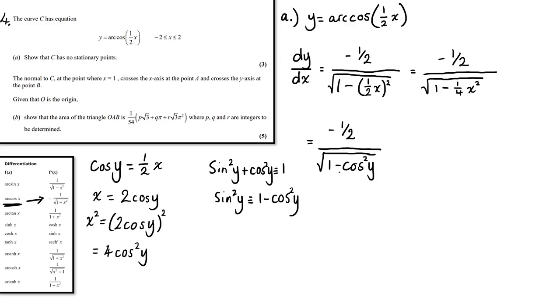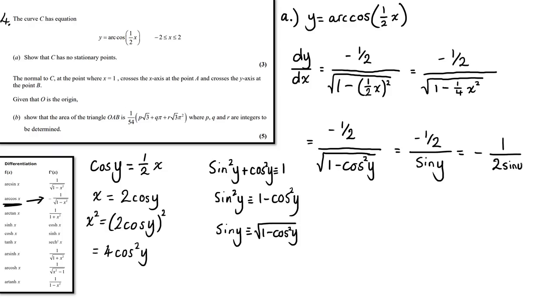And then if we've got the square root here of 1 minus cos squared y, then we just take the square root of both sides. So that gives me sine y is the square root of 1 minus cos squared y. So what I've got here then is minus a half over the square root of 1 minus cos squared y, which we've just said is sine y. So I've got minus a half divided by sine y, or we could also write this as minus 1 over 2 sine y.